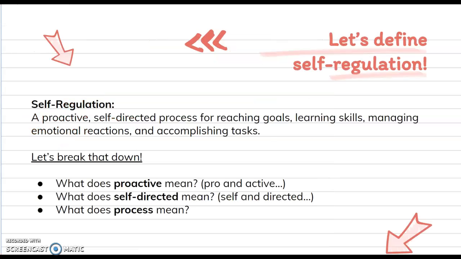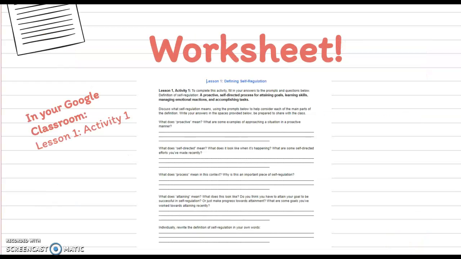All right, welcome back. Here's the second question. What does self-directed mean? Again, there is a hint, self and directed. Let's break the word up. This is where you will be answering that question. Teachers, please pause the screen now so the students are able to fill in their worksheet.